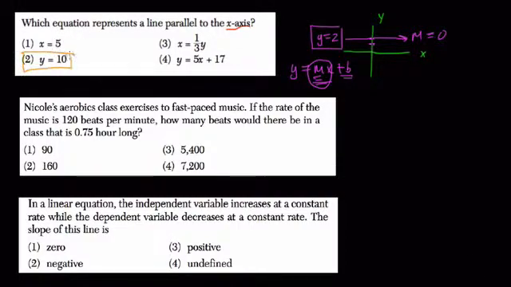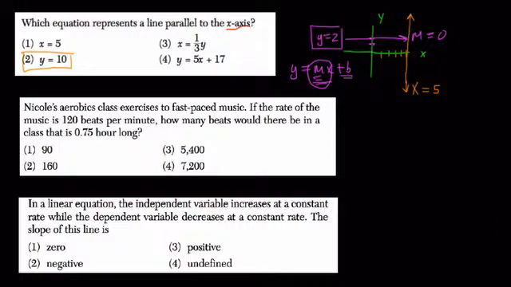The first choice, x equals 5, is worth noting that if x is 5, 1, 2, 3, 4, 5, you get a line where the slope is undefined. It's a vertical line, but the x value always equals 5. The y value has infinite choices, so x is always 5, so that would be a vertical line or a line parallel to the y-axis.